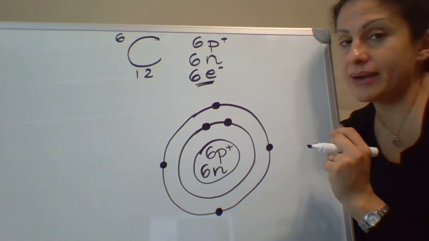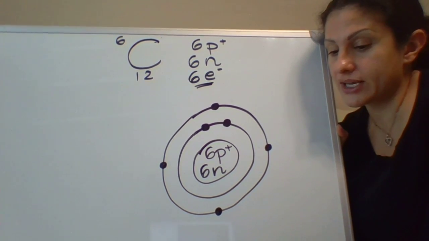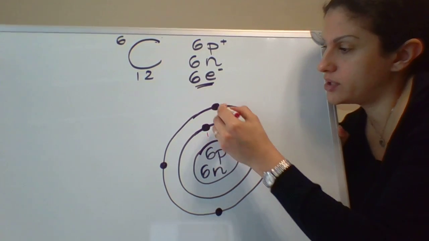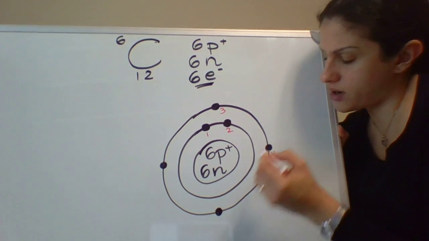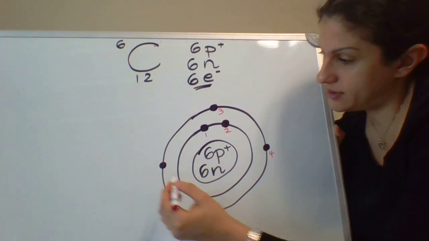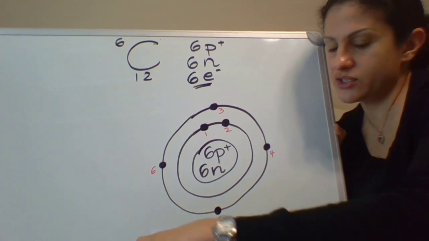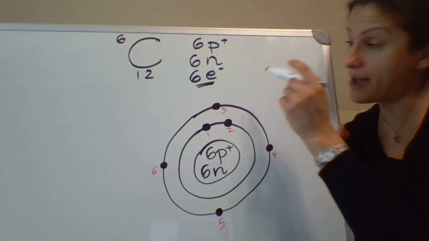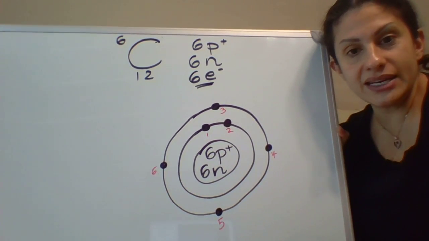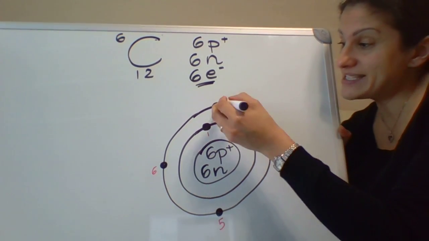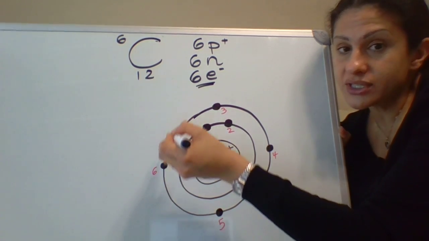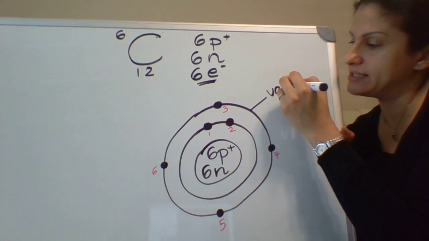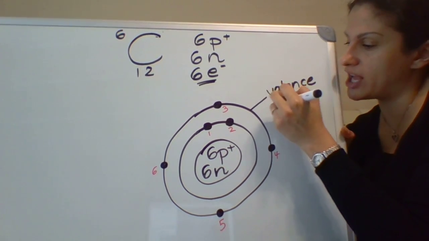So count with me how many electrons we have now. 1, 2, 3, 4, 5, 6. So our Bohr-Rutherford diagram has 6 electrons, and that matches the electrons that we need. This is the outermost shell. So we will call this the valence shell.